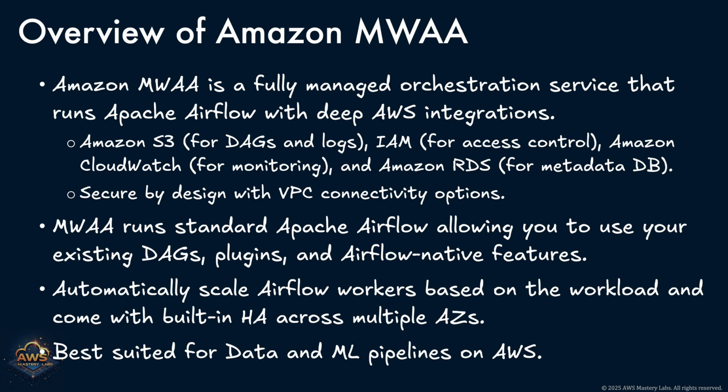The service automatically adjusts the number of Airflow workers based on your workload. Plus, it's designed to be resilient, with resources spread across multiple availability zones to reduce downtime and improve fault tolerance. MWAA is particularly well suited for orchestrating data and machine learning workflows on AWS. Whether you're building ETL pipelines, training ML models, or coordinating complex multi-step processes across services like Redshift, Glue, EMR, SageMaker, or Lambda, MWAA gives you a native and scalable orchestration layer to tie it all together.